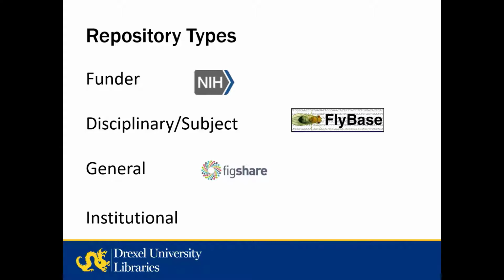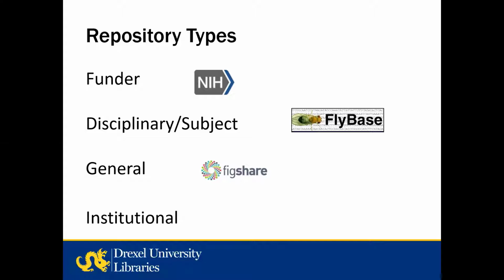General repositories like Zenodo or Figshare cover many fields of study. Sometimes there just aren't disciplinary repositories that meet all your needs, and your data may be of interest to many disciplines, and you want to maximize discovery. So those could be some reasons to put it in a general repository.